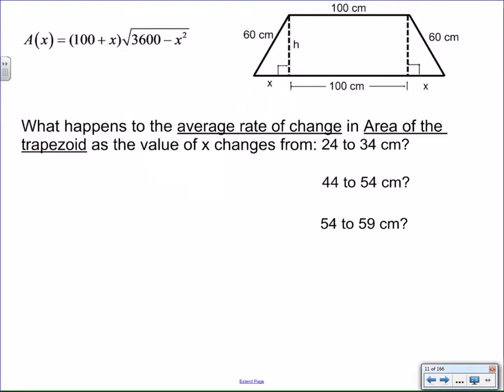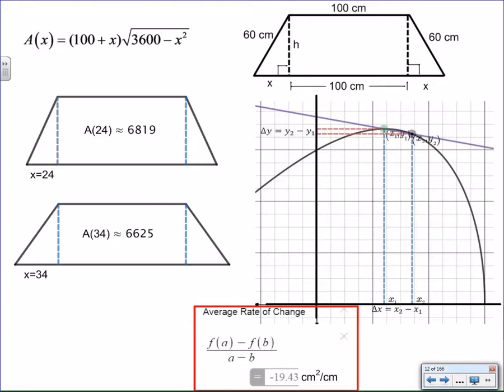So, in advanced algebra, we might have actually seen how to calculate average rates of change. And just to jump ahead, you can see, for example, here, the value of x starts at 24 and it goes up to 34. So I'm increasing x by 10, therefore increasing the base by 20. And I'm interested in how the area changes. Now notice A of 24 shows 6,819, A of 34 shows 6,625. There's not a significant change in the areas, although the area has dropped a little bit.